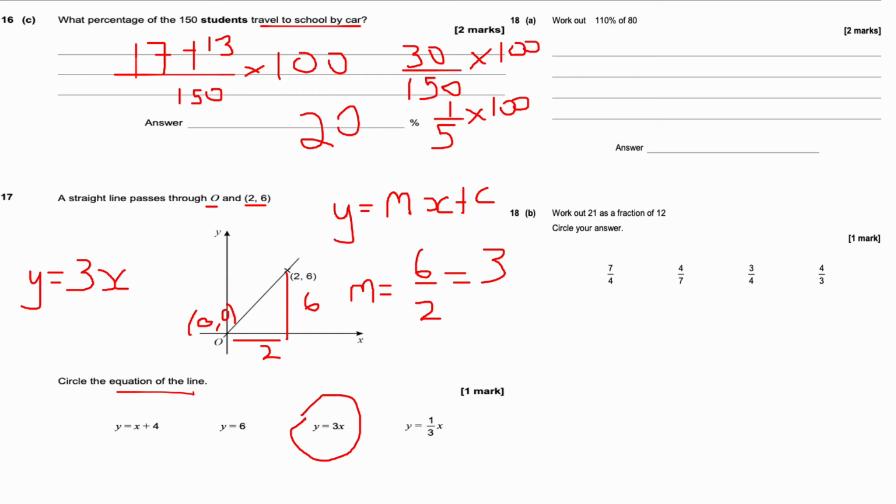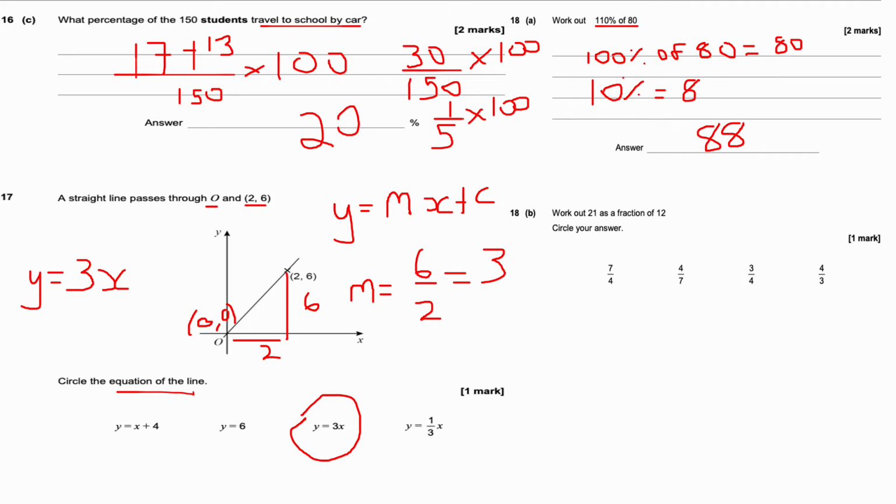This is question number 18a. Work out 110% of 80. Well, 100% of 80 is just itself, so 100% of 80 is just 80. 10% of 80 means I divide it by 10. Sorry, it should be 80 there, not 8. 10% will be equal to 80 divided by 10, which is 8. 110% will be 80 plus 8, which is 88.